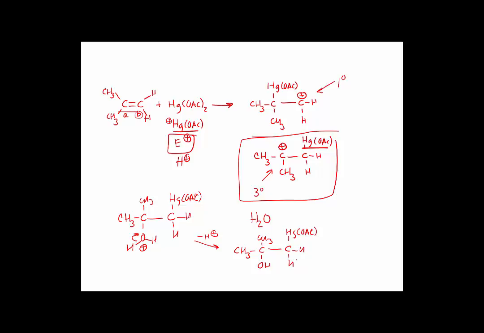Now, does this happen? Does it happen this way? No. How do I know that? Because if it happened this way, what would happen to the mercury and the OH? I would get 50-50 of them adding cis and trans. And the reaction would not be stereoselective, but the reaction is stereoselective. So this is not the way it works.